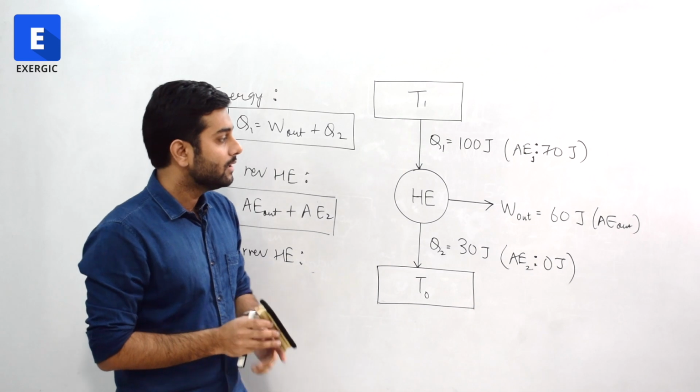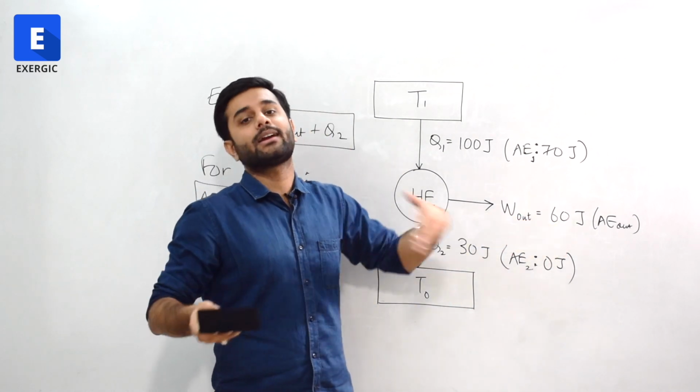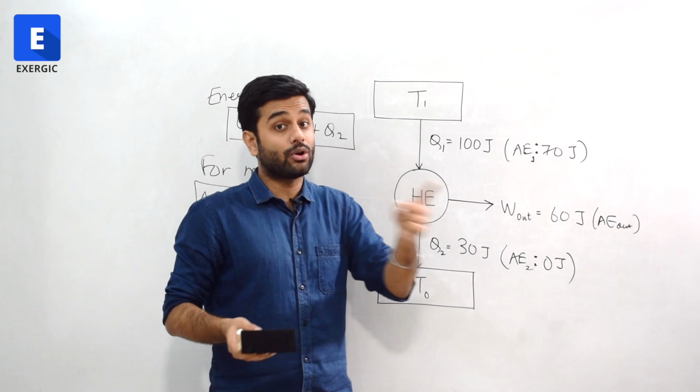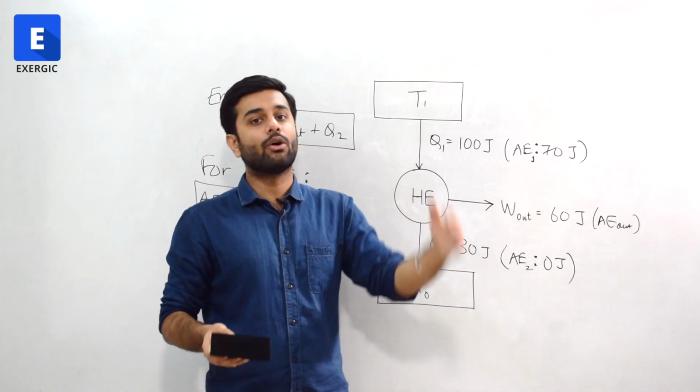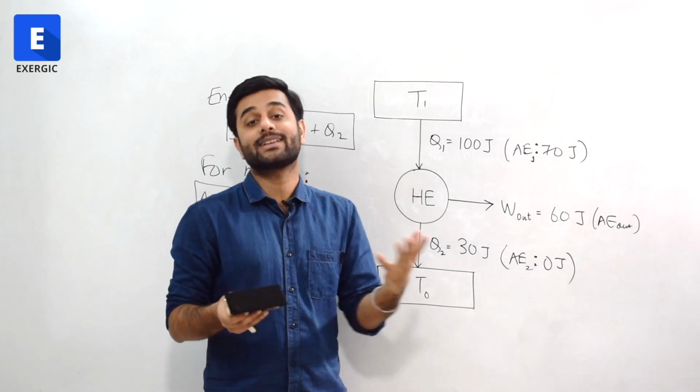Clear? This available energy is 60. Directly, how much work you are getting is 60. You are not getting 70 work here because it is not a reversible heat engine. It is irreversible. Work out will be less than the 70, than the maximum value, right?